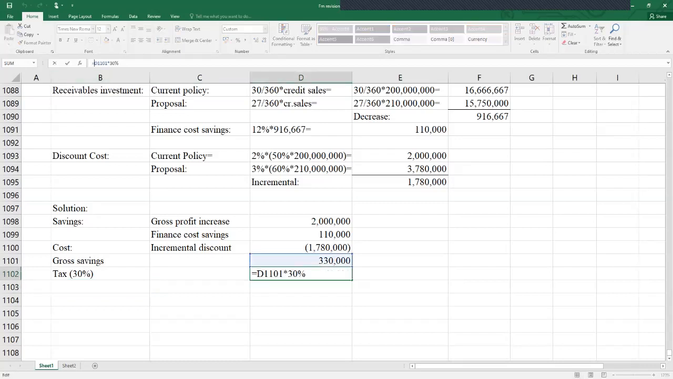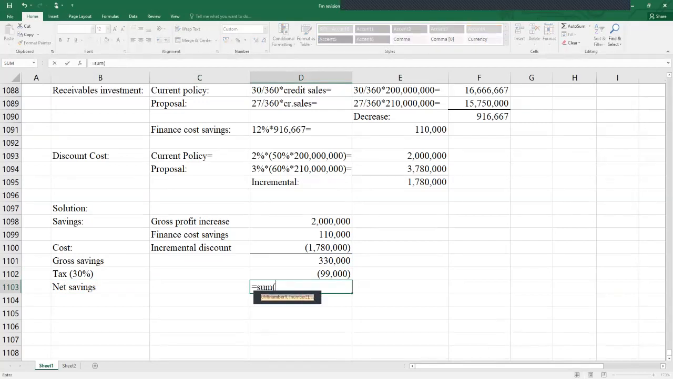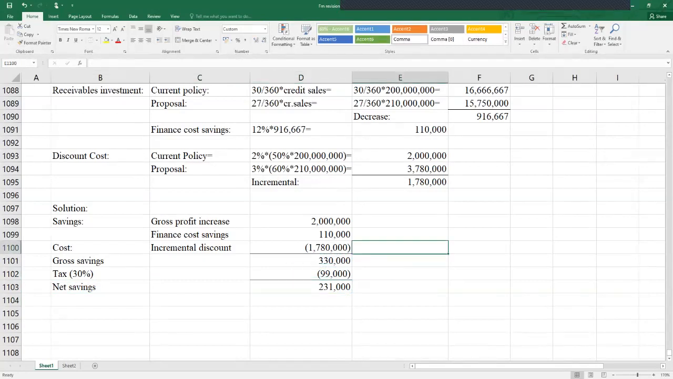It's a cash outflow, so I put it as a negative because it's money out of the business. Therefore, I can say net saving for the year. How much net saving do you get? 231,000. You get 231,000. Now you advise the company. Should this proposal be implemented or not? Because I think you are meant to advise the management. Is it worthwhile?